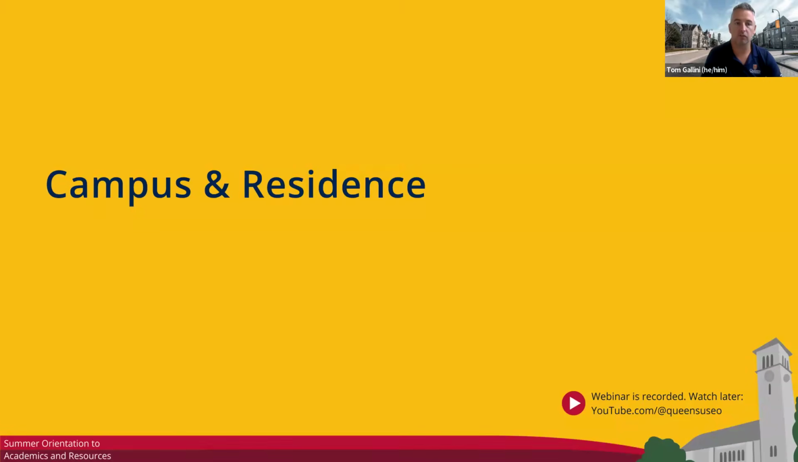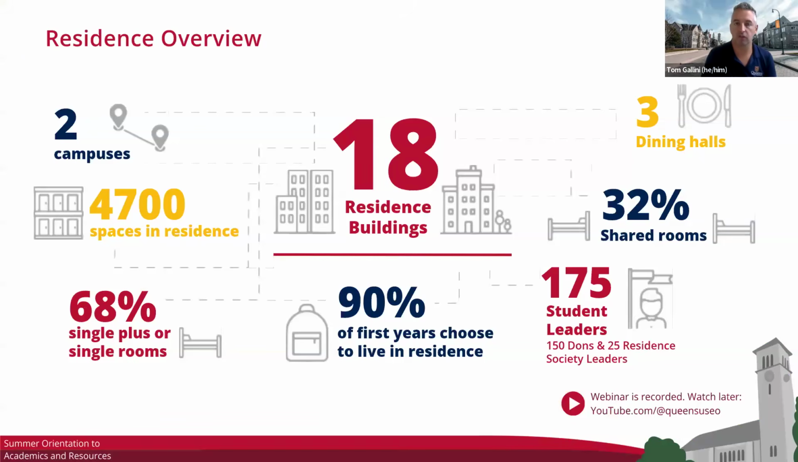Like I said, I just want to do a very quick overview of residence. For those of you who have been to one of our webinars or one of our sessions in person, hopefully this information is familiar to you. We are a very highly residential university, and we have over 4,700 bed spaces across our 18 different buildings. You'll see that we have 2 campuses. We have main campus, where 16 of our residence buildings are located, and 2 residence buildings are located on our west campus. In total, over 2/3 of our rooms are single rooms.